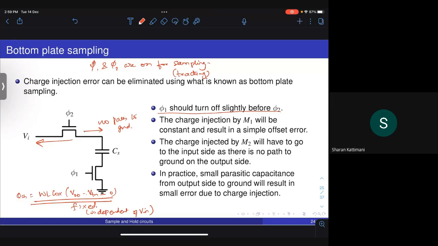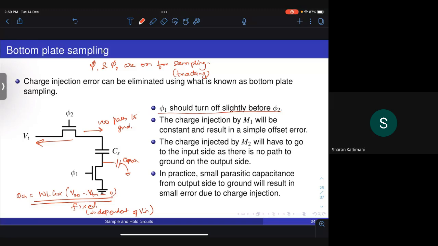In practice, there is a small parasitic capacitance from the bottom plate of the capacitor to ground. Because of that, there will be a very small charge injection, but generally the parasitic capacitance is much smaller than the sampling capacitance, because of which this error due to nonlinearity is suppressed to a great extent. Okay, so this is what is known as bottom plate sampling.